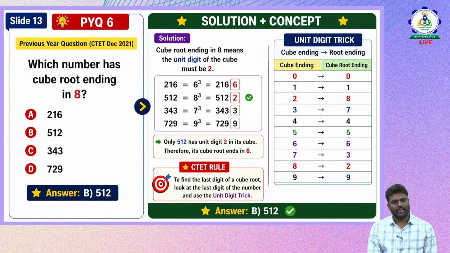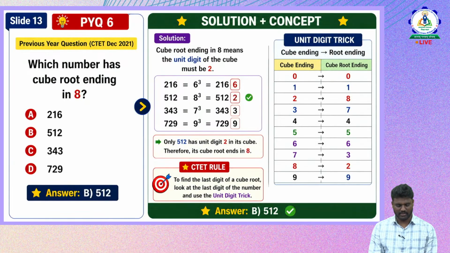Now the next question is, which number has the cube root ending in 8? The options are given like this. Option A is 216. Option B is 512. Option C is 343. Option D is 729. So they are asking which number from the options has the cube root ending in 8.